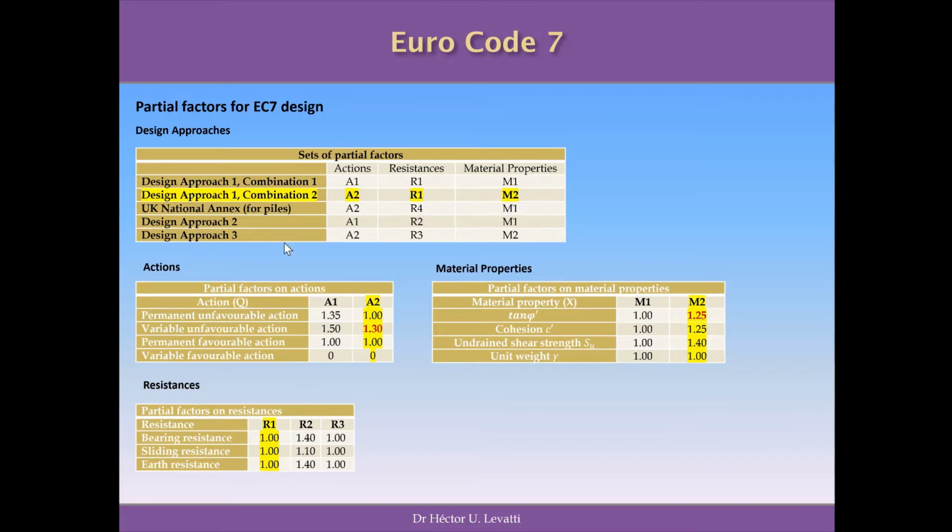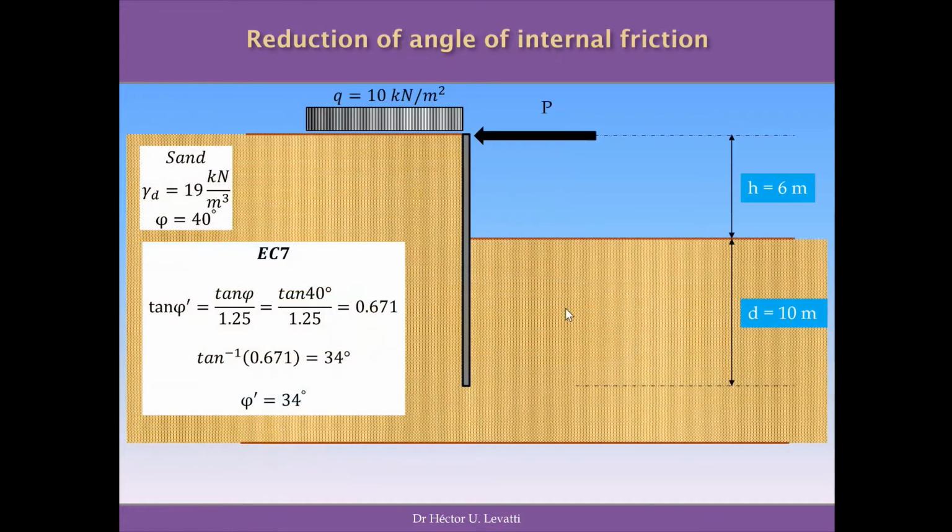For the case of our load Q, which is an action, it is a variable and unfavorable action. We have in the second column, which corresponds to design approach and combination 2, column A2, as you see here, a 30% increment in the value of Q, because it's a variable and unfavorable action. So we are going to increase this value in order to be safer, in order to be farther from the failure of this wall. In terms of material properties, we are going to affect in this exercise the tangent of the angle of internal friction with the coefficient 1.25. We're going to see how to apply this coefficient to reduce the angle of internal friction.